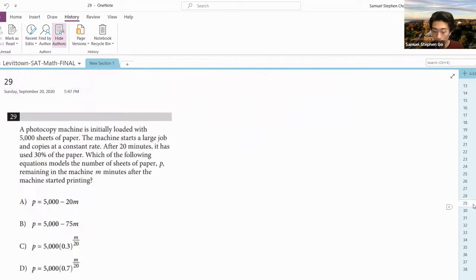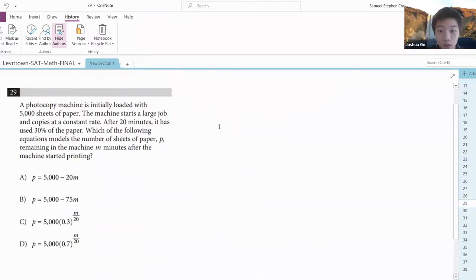Let's go to 29. All right, for 29, a photocopy machine is initially loaded with 5,000 sheets of paper. The machine starts a large job and copies at a constant rate, so emphasis on constant rate. After 20 minutes, it has used 30% of the paper. Which of the following equations models the number of sheets of paper P remaining in the machine M minutes after the machine started printing? So P is the remaining value, and M is the minutes after the print starts.